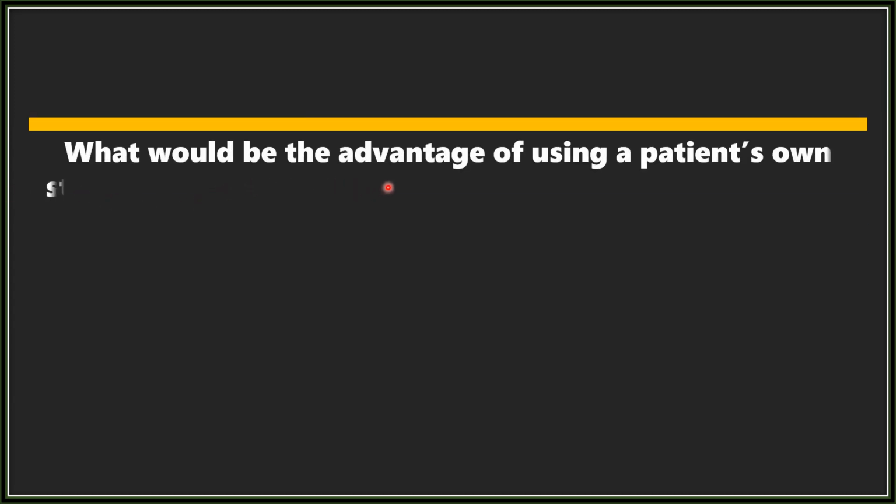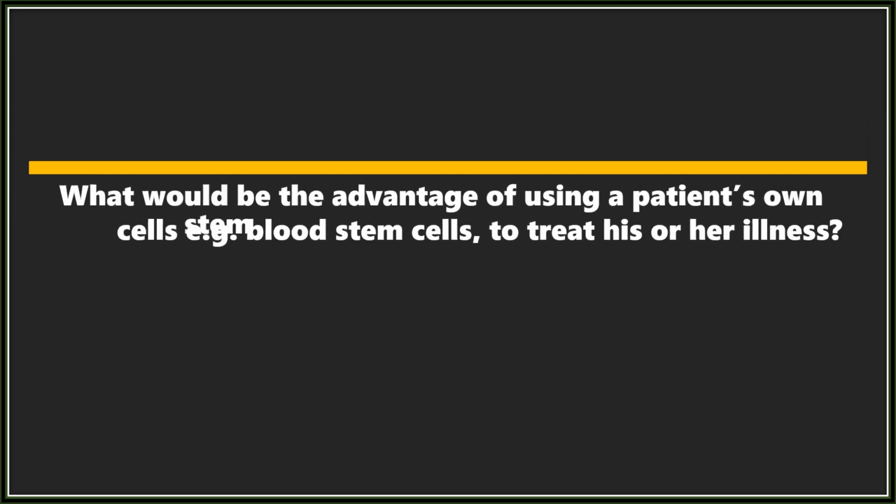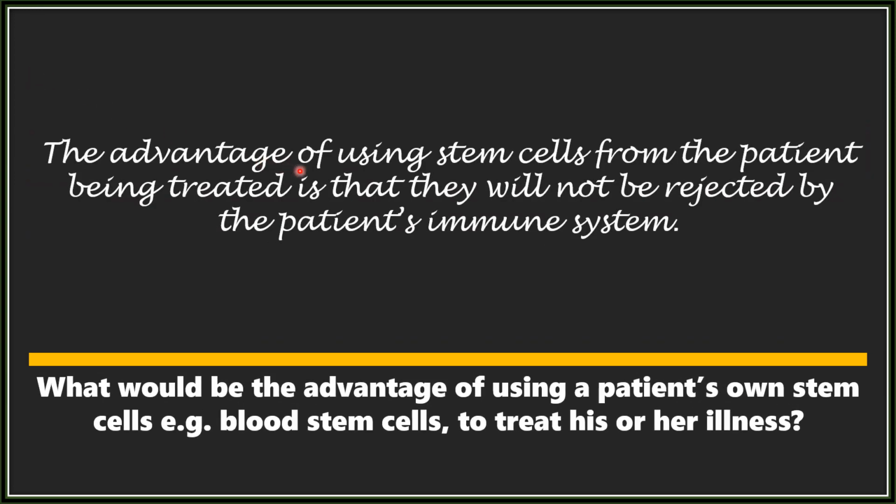What would be the advantage of using a patient's own stem cells, for example blood stem cells, to treat his or her illness? The advantage of using stem cells from the patient being treated is that they will not be rejected by the patient's immune system.